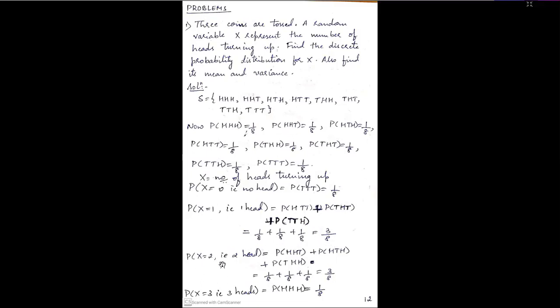Similarly, the probability of x equal to 2, that is 2 heads. Looking at the sample space, you can see how many two-head events there are: probability of HHT plus probability of HTH plus probability of THH. Each has the probability 1 by 8, so this value is 3 by 8. And the probability of x equal to 3, that is 3 heads, is nothing but the probability of HHH, which is 1 by 8.